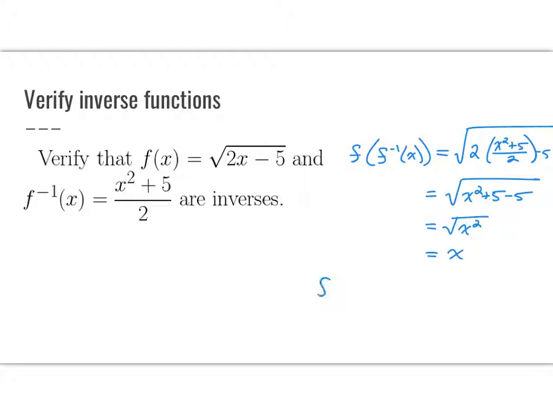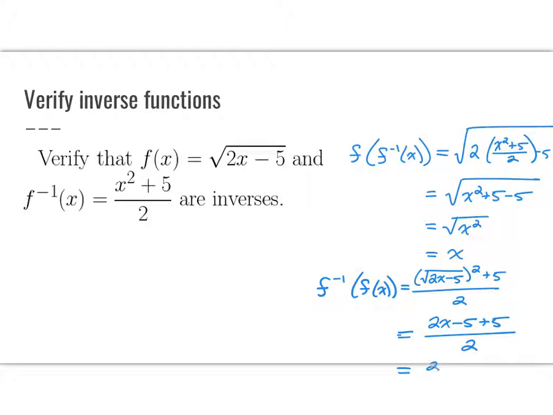Then how about f inverse of f of x? Right, so f inverse of f of x is going to be the square root of 2x minus 5 squared plus 5 over 2. You square the square root, we've got 2x minus 5 plus 5 over 2 is just 2x over 2, which is just x. So we got it here, and we got it here. Again, that's all it really means to verify.